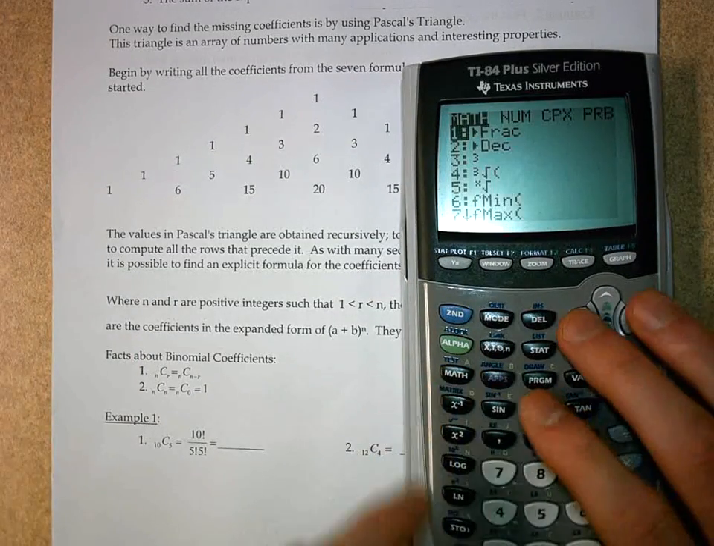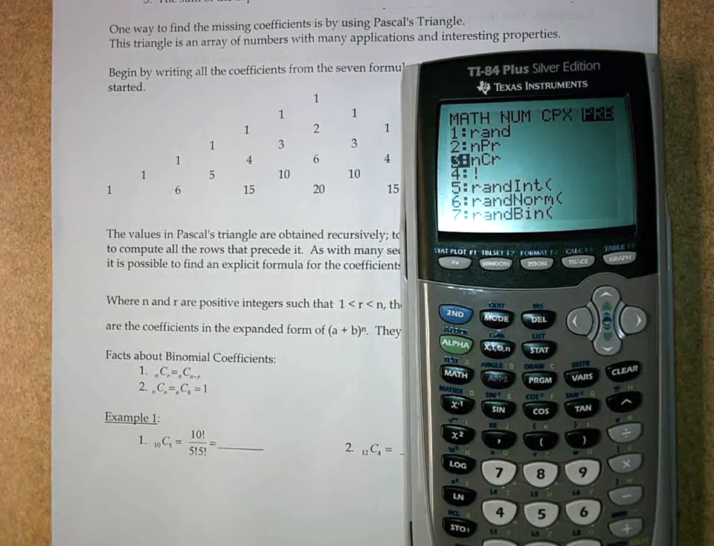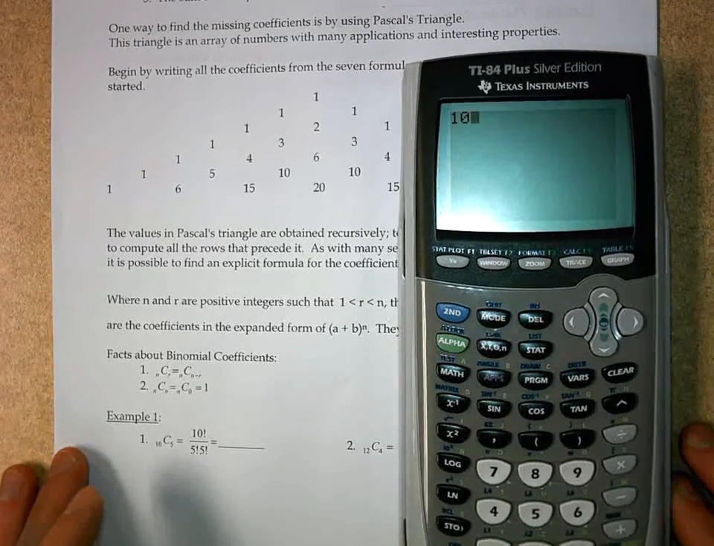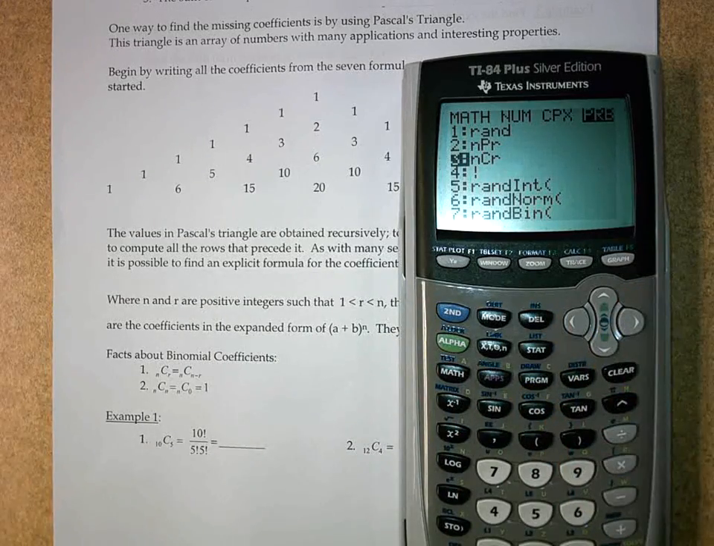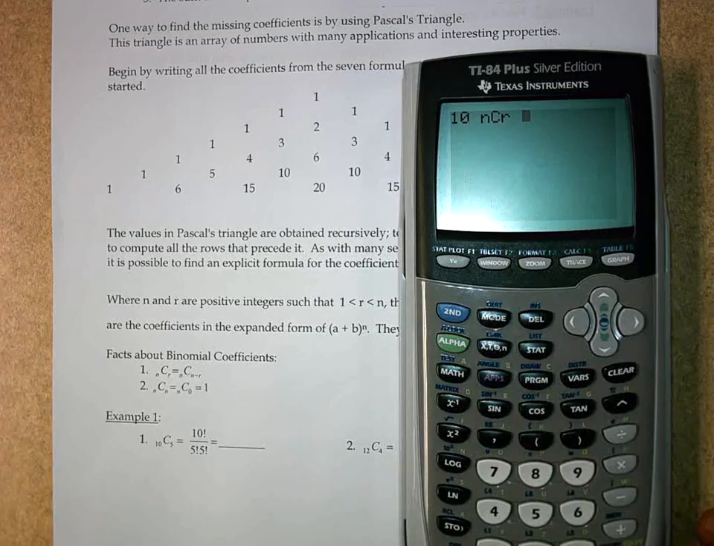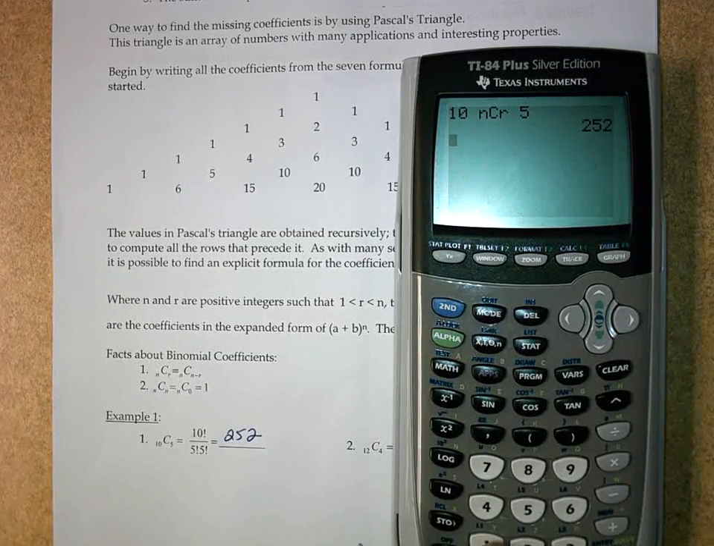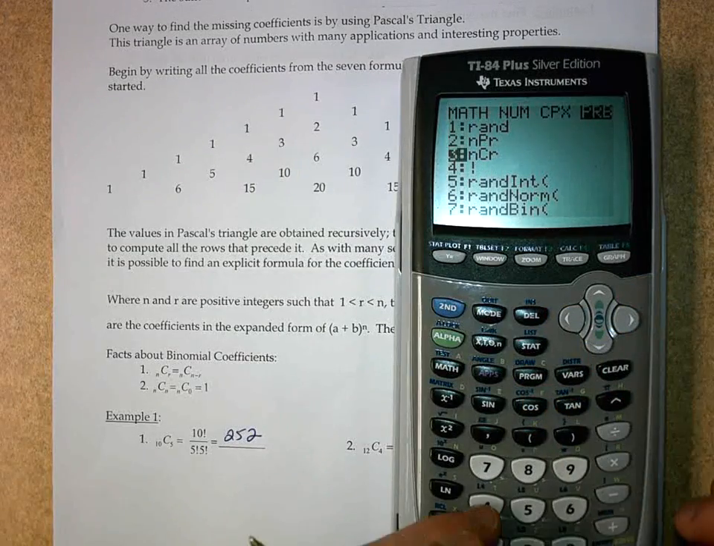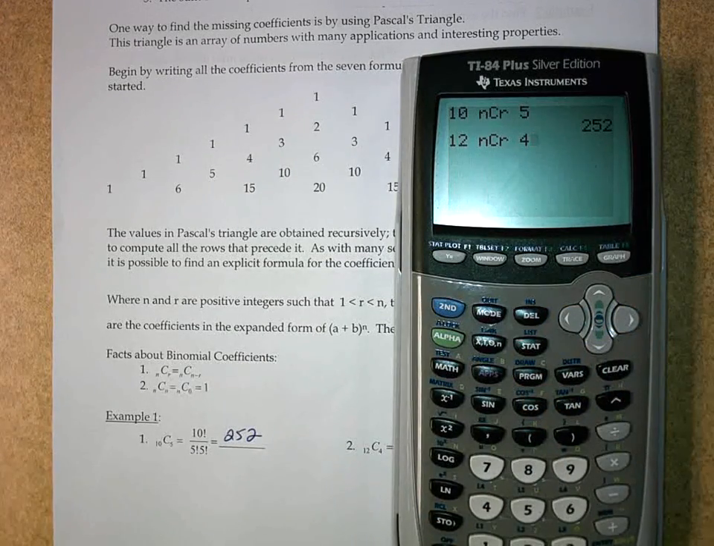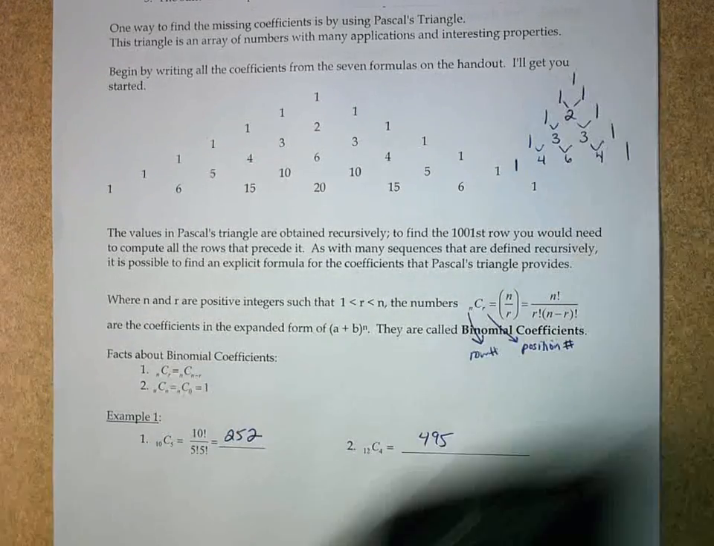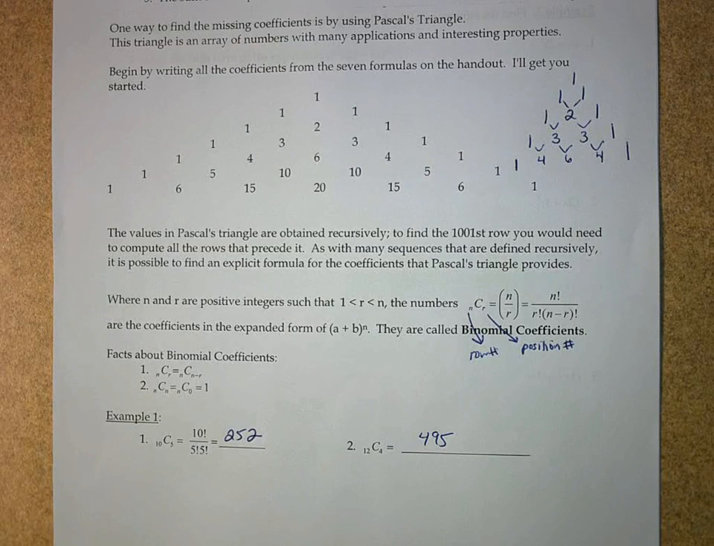Where we find the combinations is under math and then probability. You see nCr as being option number 3. So the way we plug into our calculator 10 choose 5 is we type in a 10. We then go to math, probability, and choose option 4 or 3. And then we'll type in the 5. So there's 10 choose 5, which gives me 252. The next one, 12 choose 4, same idea, 495. Just use our calculators to find those combinations.